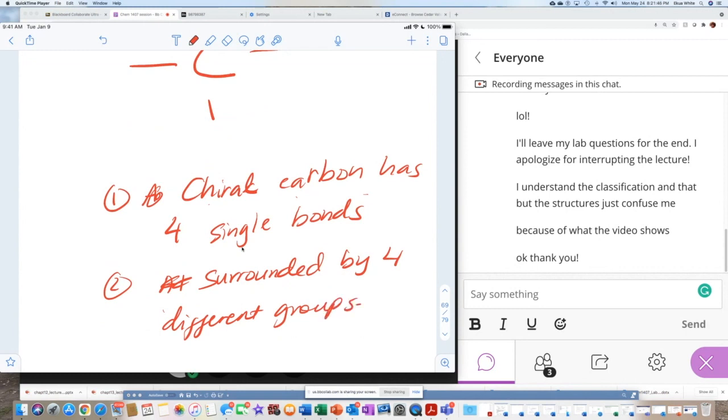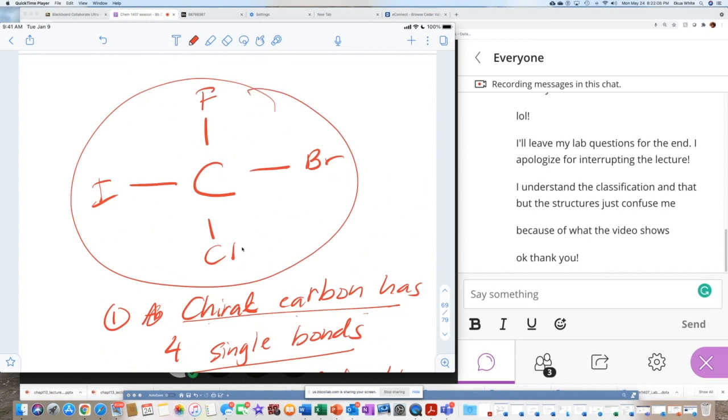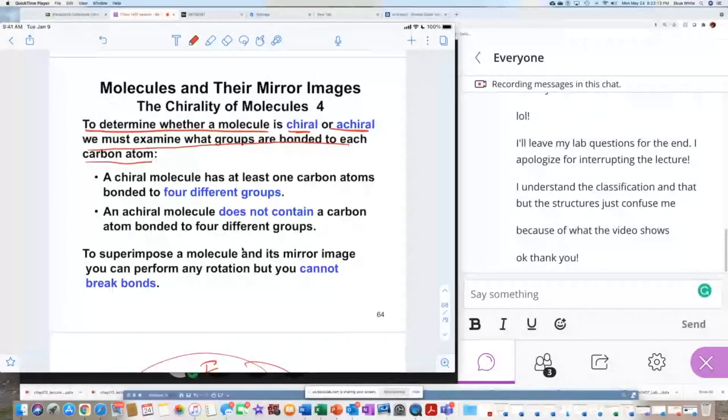That's it. So a chiral carbon has to have 4 single bonds and be surrounded by 4 different groups. So for here, I'm going to make this carbon chiral. I'll just say fluorine, bromine, chlorine, iodine. I just made it chiral. So as a compound, when you get this compound here and its mirror image, it will not be superimposable. Okay? So, yeah, a chiral molecule has at least 1 carbon atom bonded to 4 different groups.